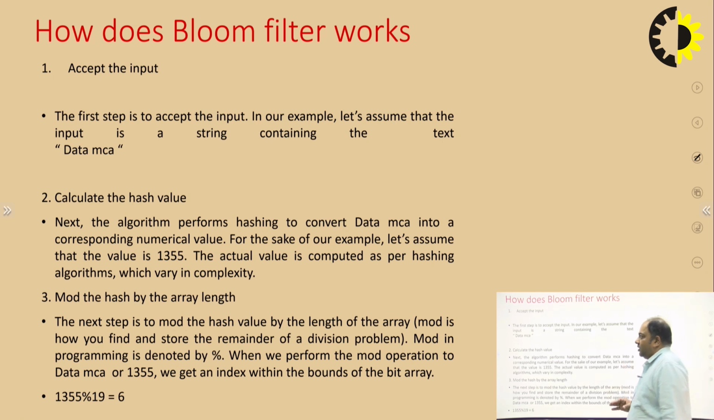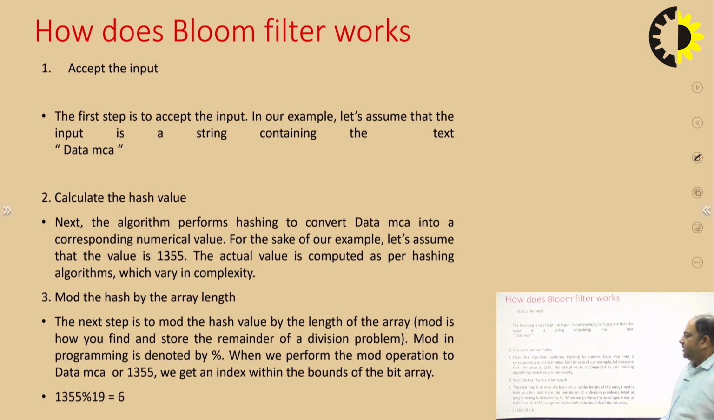How do these Bloom filters work? First, we accept the data. For example, my data is text data which says data MCA. Then we calculate the hash value. The hash value is converted using some algorithm. We find some value using a hash of that text data, which is data MCA. After applying some algorithm, we got a value of 1355. So the actual value is computed as per the hashing algorithm, which varies in complexity.